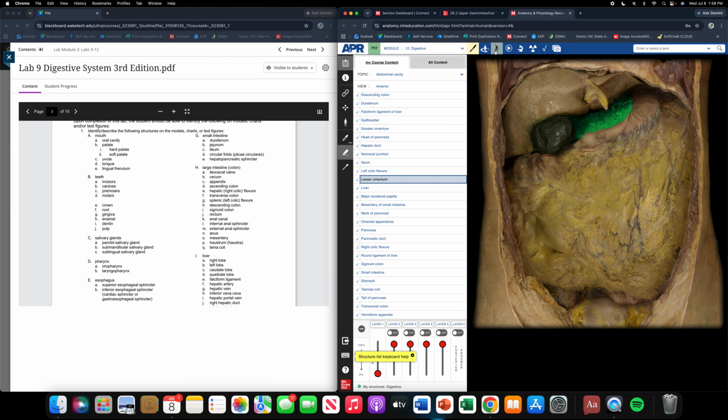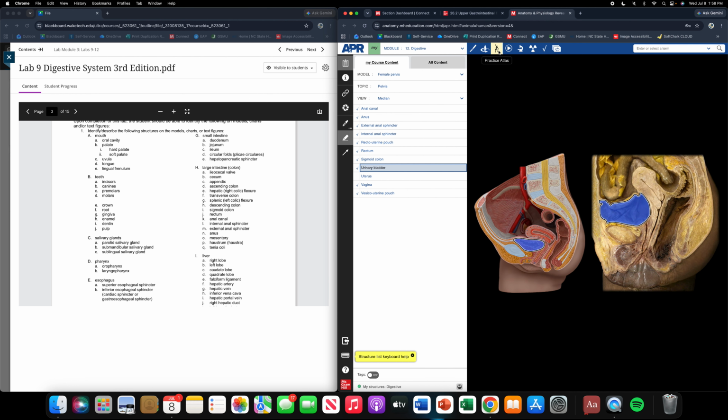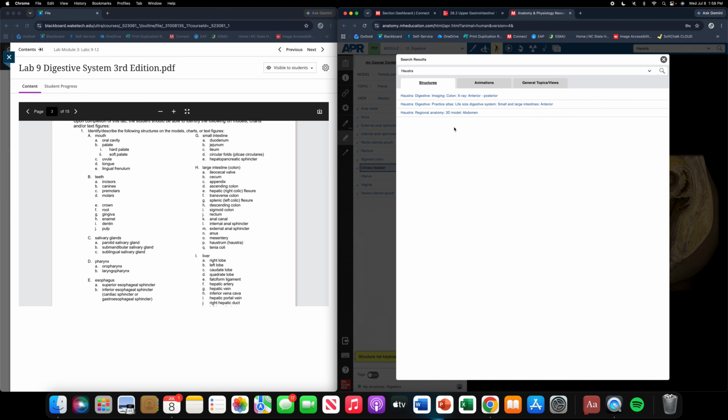Oh, haustra. Let's look at those. So we're going back into Practice Atlas. Let's search. Let's see what comes up. It's always nice when there's only a few of them. Okay, this is the image that it would be.